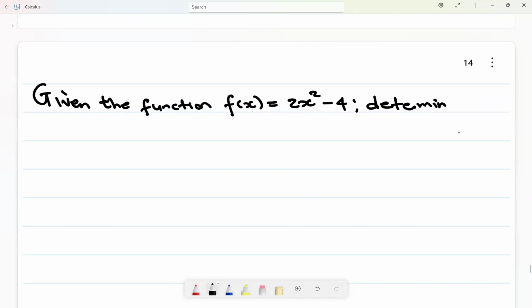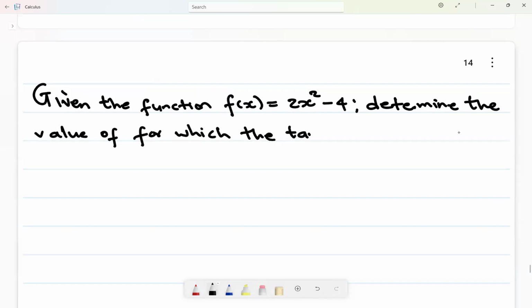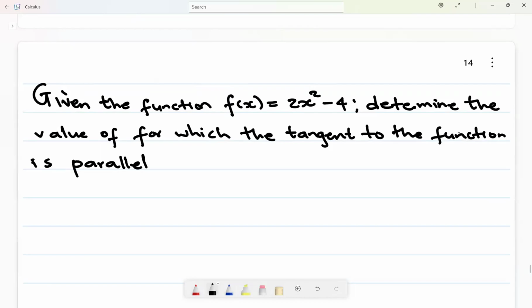Determine the value of x for which the tangent to the function is parallel to the line y is equal to 2x plus 3.